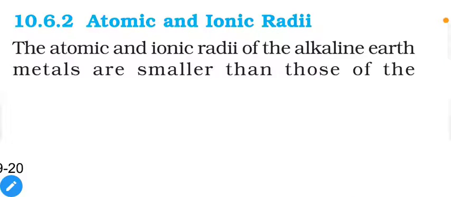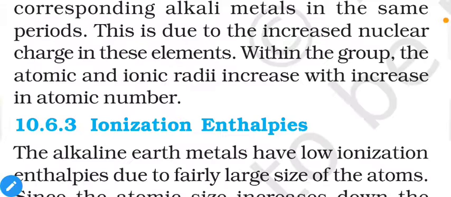Now, atomic and ionic radii of this group. The atomic and ionic radii of the alkaline earth metals are smaller than those of the alkali metals. The reason for that is that as we move from left to right, nuclear charge is increasing. So electrons feel stronger attraction towards the nucleus, and that's why sizes shrink. Within this group, the atomic and ionic radii increase with increasing atomic number. Increasing atomic number means we are moving from top to bottom.